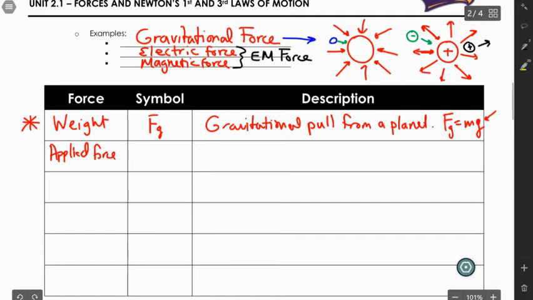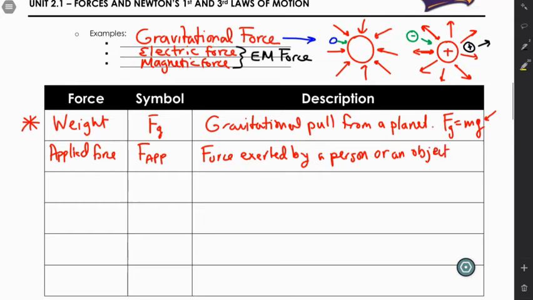The next one is just simply what we call an applied force. And the way you can see this table is broken up is what the force is, the symbol for that, and then just a little bit of a descriptor. Okay. So the symbol for applied force is F sub APP, right? And this is just a force that is applied by a physical force, force exerted by a person or another object. Right. So if you pull on the wagon, you're applying a force to the wagon. If you push on the crate, you are applying a force on that crate.